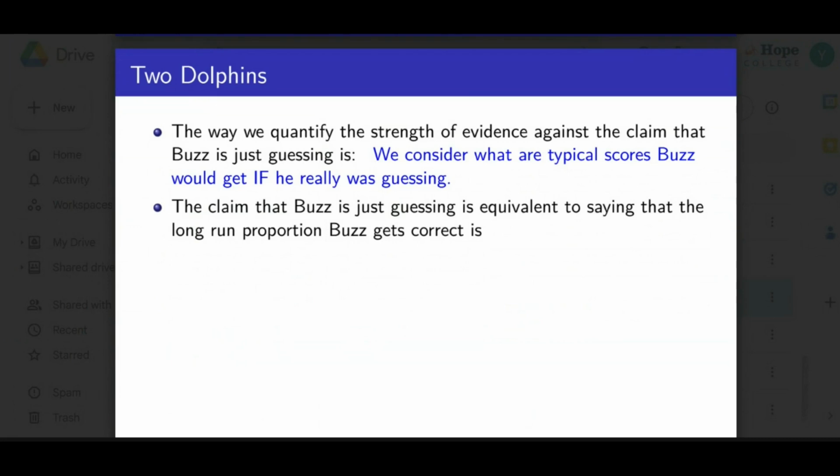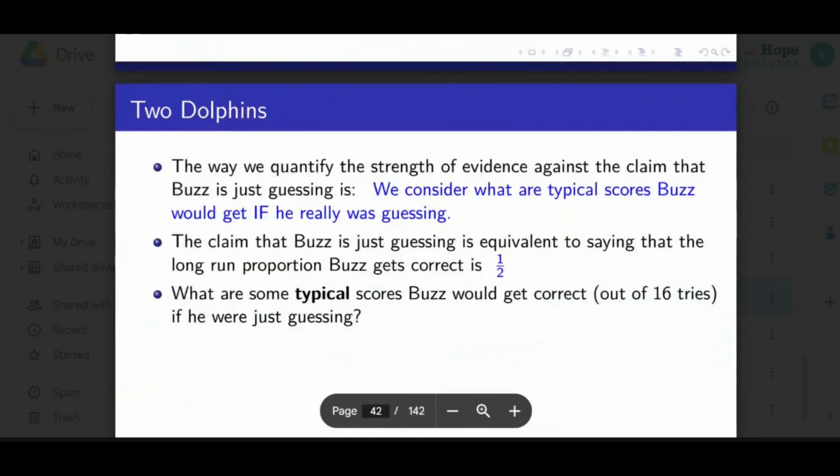When I say you guess on a true false test, what am I actually saying? When I say that you're guessing on a true false test, I'm saying that in the long run, you will get how many percent correct? 50%. Good. They are one and the same. So if I say you are guessing on a true false test, it is the same thing as saying that in the long run, you will get half correct.